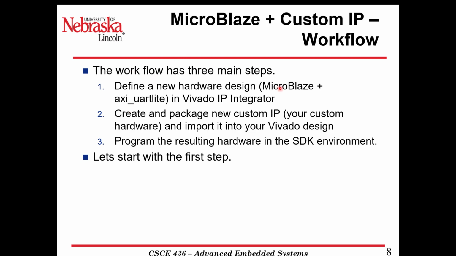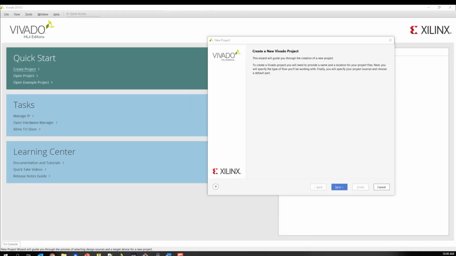All right, so the workflow has 3 main steps. First, we start with what we learned in the last lecture, which is MicroBlaze plus a UART light in the IP integrator. I'm going to show you that whole first step just to remind you of the process. But if you already have it created, you can skip through this video to the next part, which is to create the package and the custom IP core. So let's start with the design.